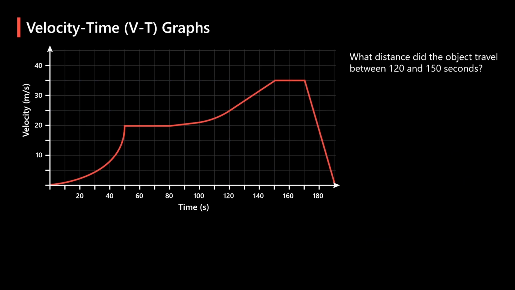Now, what if I were to ask you to calculate the distance that the object travelled between 120 seconds and 150 seconds? Pause the video and see if you can figure it out. We need to understand that the area underneath the line in a velocity time graph is equal to distance. We know that speed is equal to distance over time. The distance is equal to speed multiplied by time.